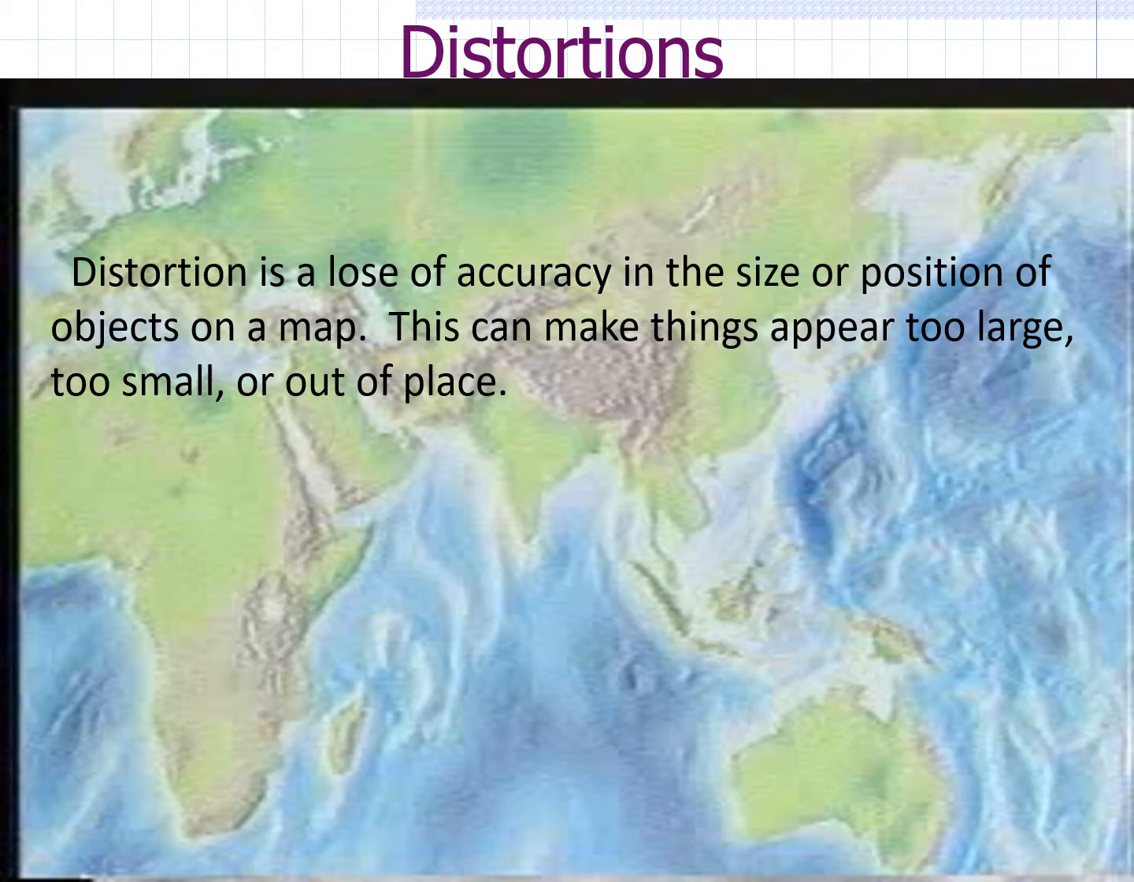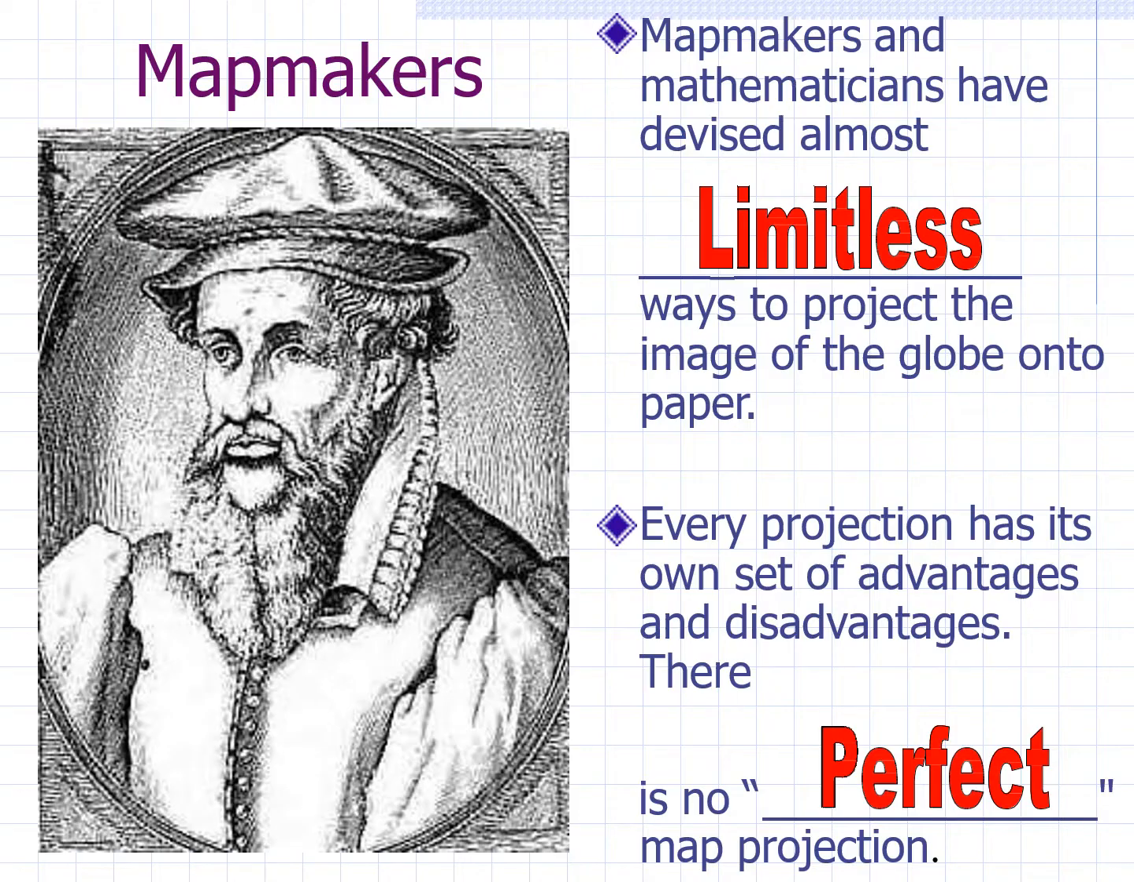A distortion is a loss of accuracy in the size or position of objects on a map. This can make things appear too large, too small, or out of place. Map makers and mathematicians have devised almost limitless ways to project the image of the globe onto paper. Every projection has its own set of advantages and disadvantages. There is no perfect map projection.